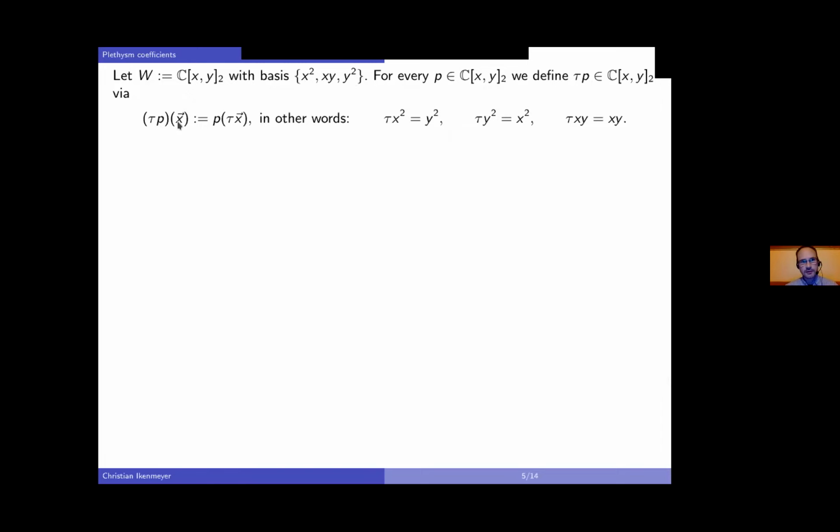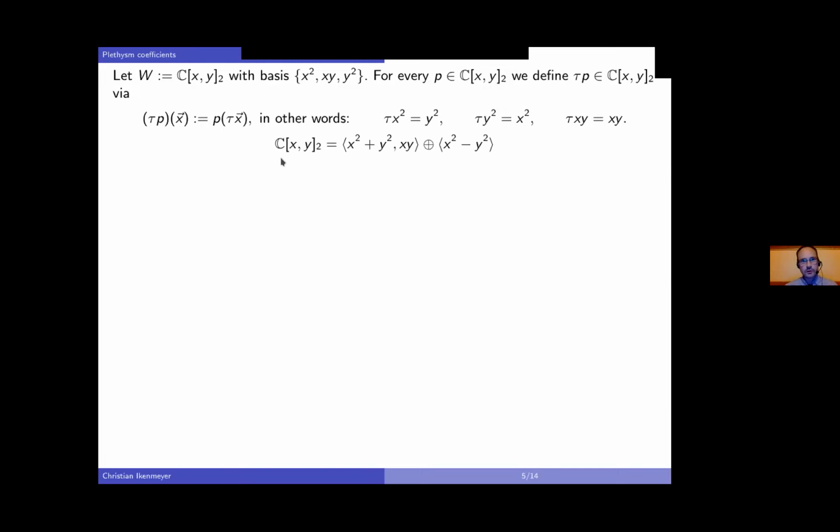So tau p of x should just be p evaluated at tau x. Notice we already know how tau x is defined. So you already have some definition, and you can lift it to the polynomials now. In this case, this is really simple. Tau switches x and y, so tau of x squared is just y squared, tau of y squared is x squared, and tau of xy is just xy. Tau is literally just changing x and y here.